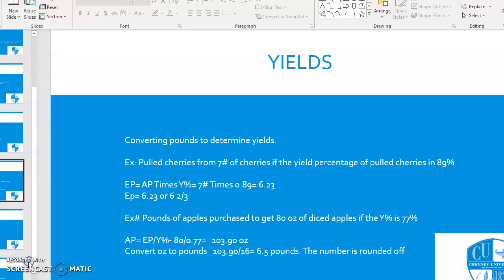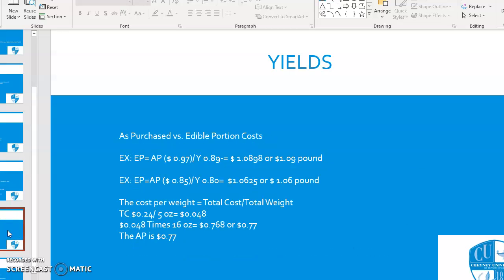So as you notice, we're dealing a lot with percentages, decimals, fractions, and also rounding off to the nearest number. This is about our third week, as a matter of fact, as we've actually encountered different mathematical formulas when it comes to preparing different foods and dishes. Another one is the as purchased versus the edible cost, and I give you a formula to figure out the cost per weight, as well as the total cost and the total weight.